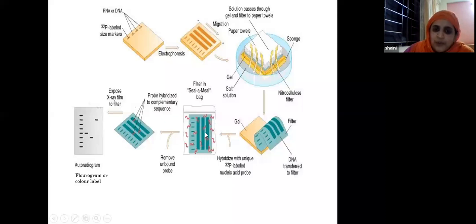Now, when we put our probe of interest, or the DNA sequence of interest, if the complementary part or the complementary DNA pair is present, the probe will go and bind. If it binds to any of the DNA fragments, it will show up in either the autoradiograph or the fluorogram, or it shows as a color reaction. So this is the basic principle of blotting techniques.